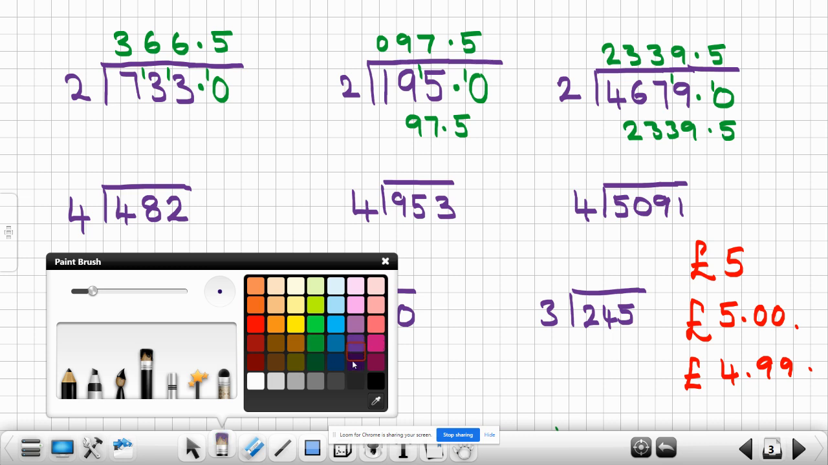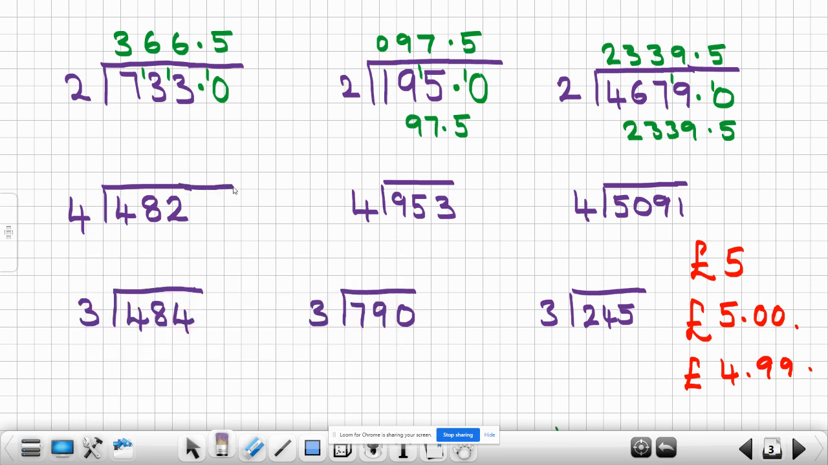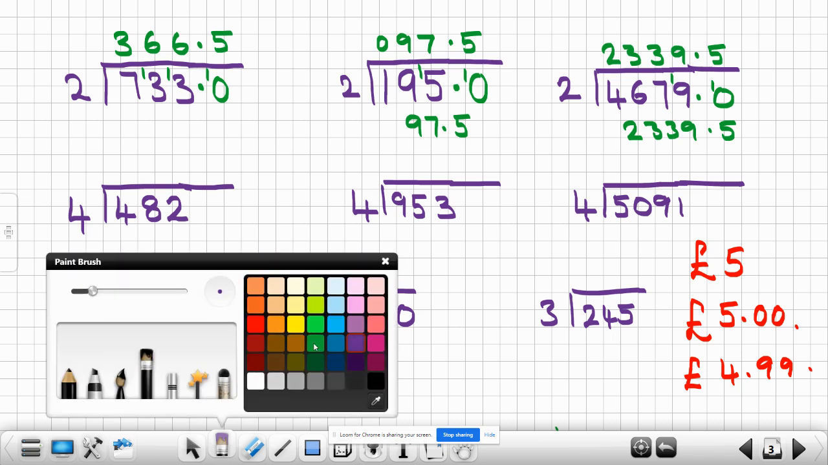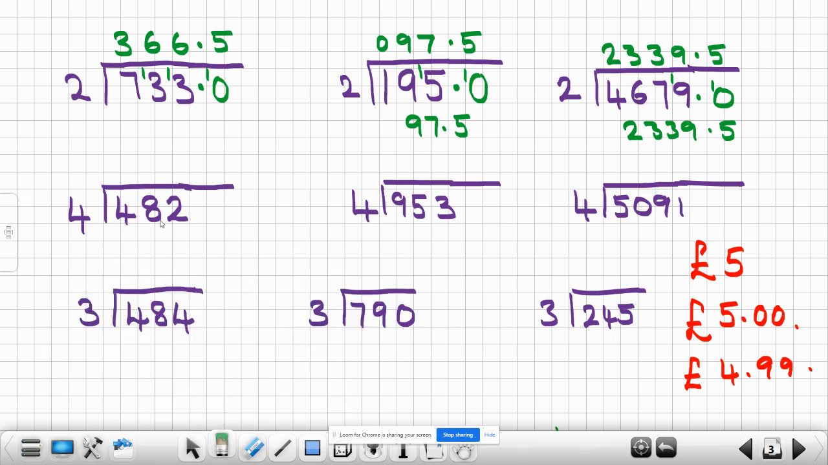I'm going to extend these lines before we start because we're going to need extra room. Let's do that. Okay. So the first one, we have 482 divided by 4. And we may not be sure whether this is going to go in exactly. It's an even number. If it was an odd number and we're dividing by 4, then it's not going to work because 4 is even. But we have got an even number. So let's see if it goes in exactly.